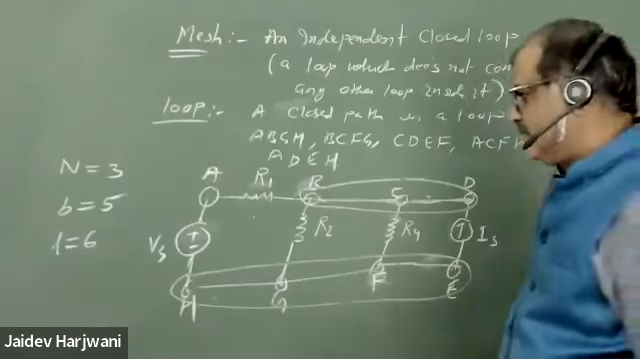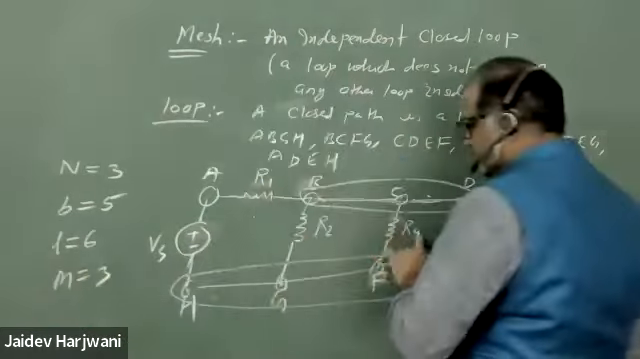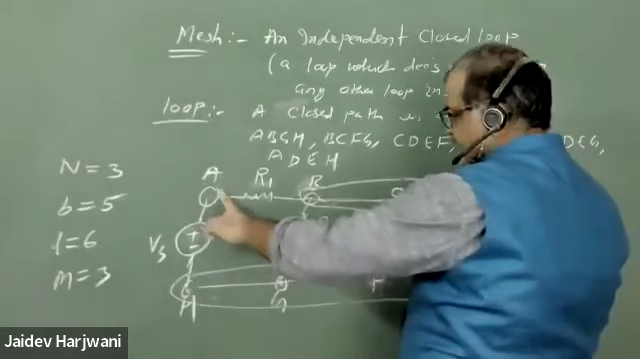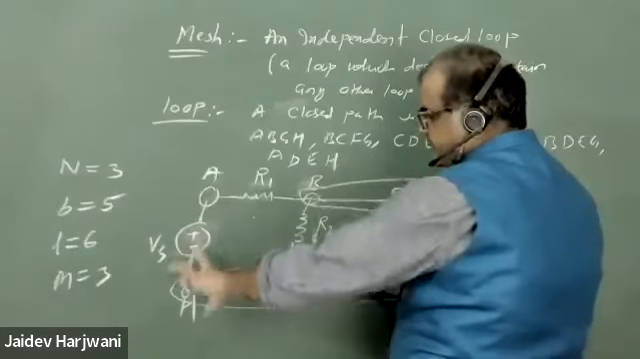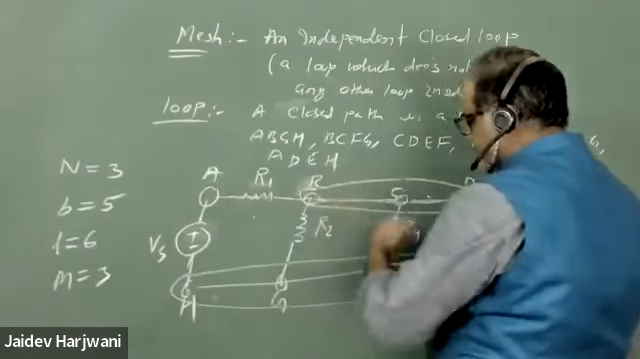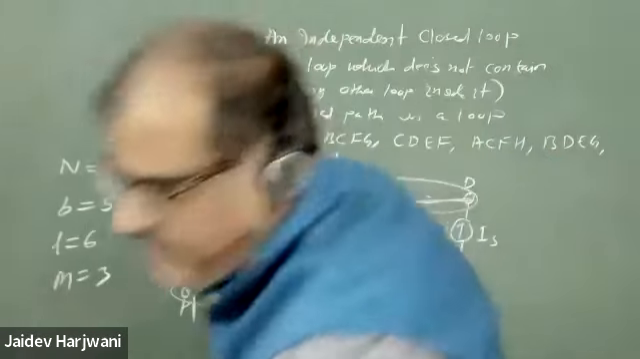3. Meshes are 3. So these are 1, 2, 3. They are independent loops. If I consider A, C, F, G, this cannot be called a mesh because it has a loop inside. So independent loops which do not contain any other loop are called meshes. So here we have 3 meshes.